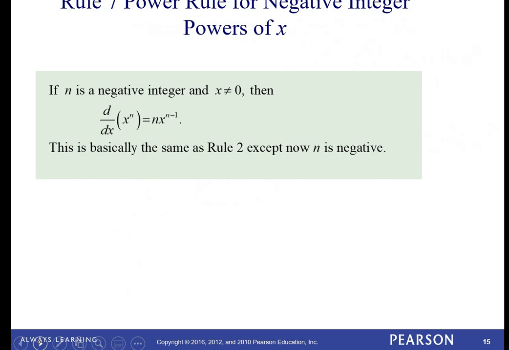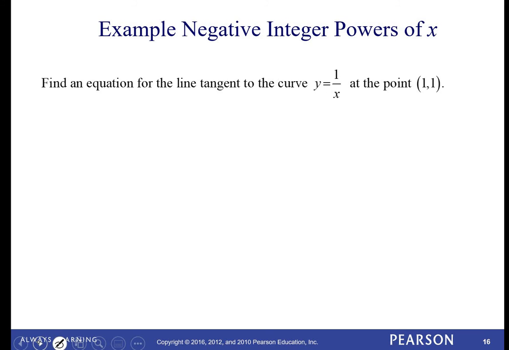Okay, we've got one more rule. So the power rule for negative integer powers is what that says. Again, it's cut off and I apologize. If n is a negative integer, we are still going to use the same power rule. It's the same as rule 2, except n is negative. Not a big deal. So find an equation for the line tangent to the curve y equals 1 over x at the point 1, 1. Well, first I need to rewrite that as a power.